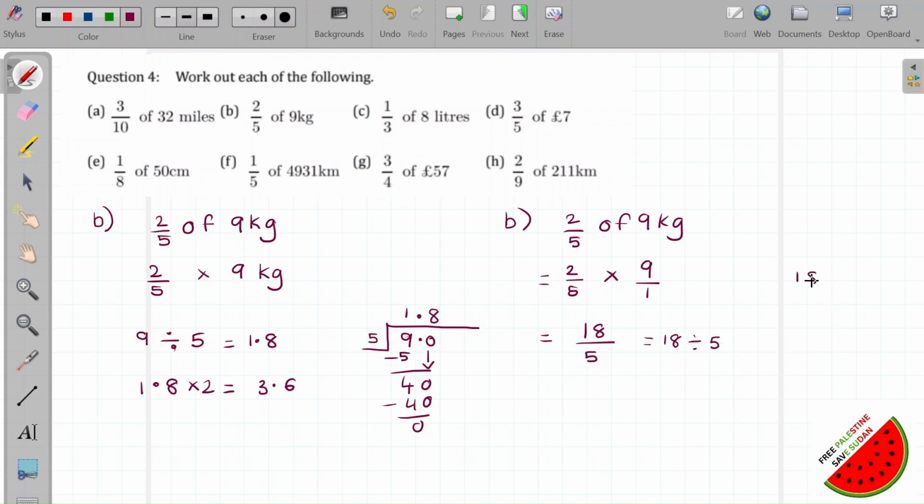Then we can have 18 and 5. So 5 goes into 1 0 times. New number is 18, goes into 3 times. New number is 3. Bring it down. And there we go. So it gives you 3.6. And it was kilograms, so I need to write the units, kilograms, in both cases. Okay, and finally C.